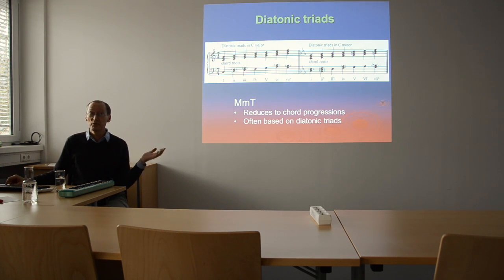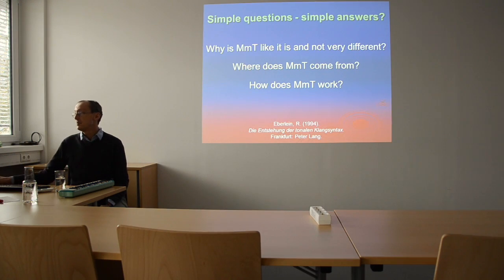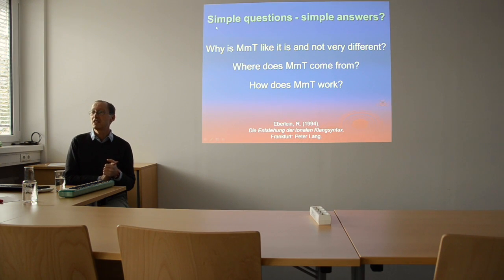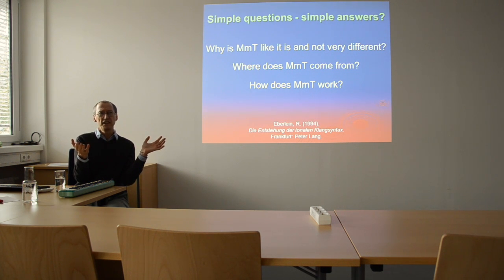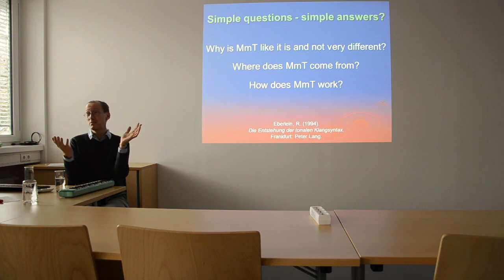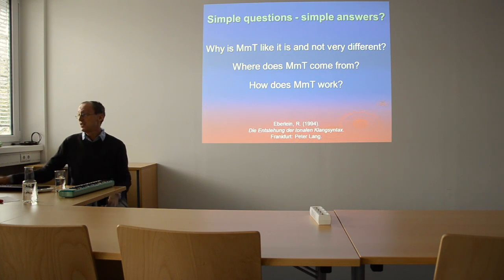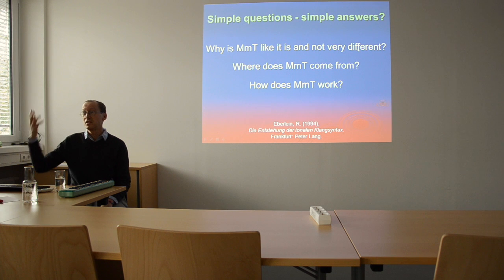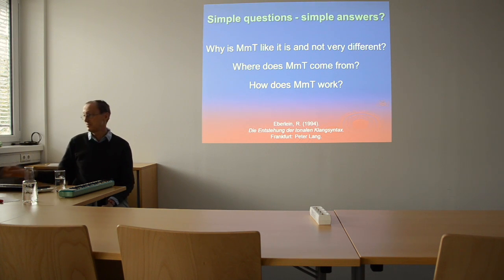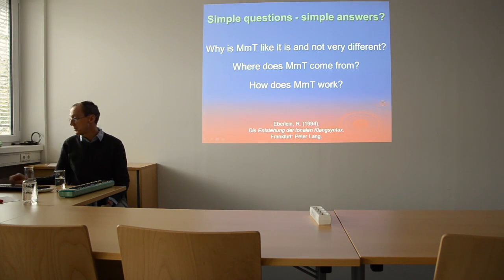So we want to understand what chords are. So we have some very simple questions that I want to ask, kind of naive questions, like, why is the sky blue? How do I explain that to my child, how the sky is blue? How do I explain it to my child that most music we hear on the radio is in major and minor keys? Where does it come from, right? Why is major-minor tonality like it is and not very different, with different patterns of pitches? Where does it come from and how does it work?